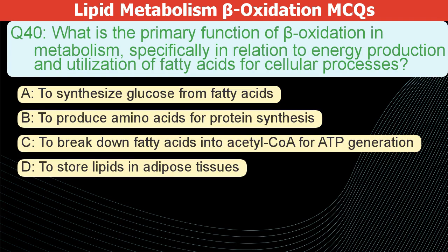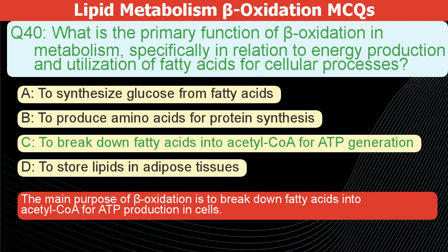What is beta-oxidation's main job in metabolism, especially how it uses fatty acids for energy? A. To make glucose from fatty acids. B. To make amino acids for protein. C. To break down fatty acids into acyl-CoA for ATP. D. To store fats in tissues. The correct answer is C. The main purpose of beta-oxidation is to break down fatty acids into acyl-CoA for ATP production in cells.